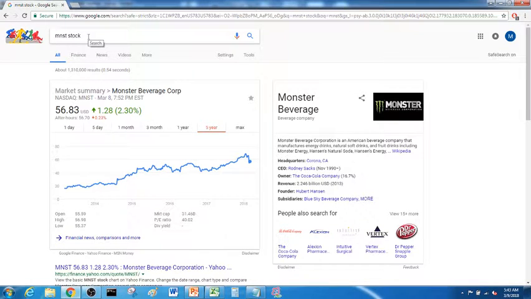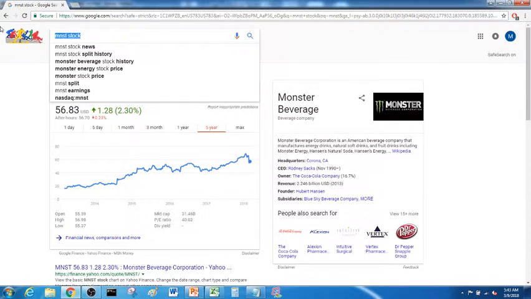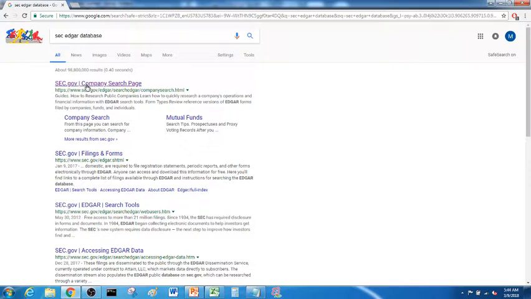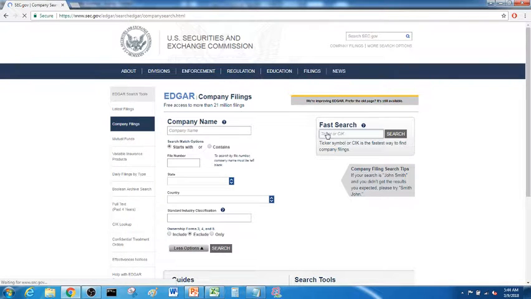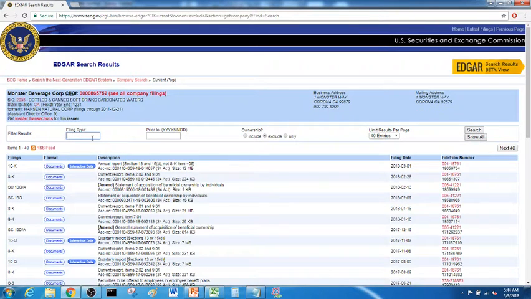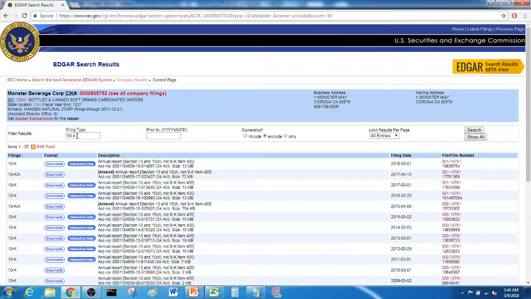Okay, so I'm going to the SEC EDGAR database, and company search. And then over here in the ticker section, I'm going to type in the ticker for Monster Beverage Corporation. And I'm going to select the filing type 10-K for the annual report. Now, take a look at this. Their 10-K for 2015's data was filed on February 29th of 2016.